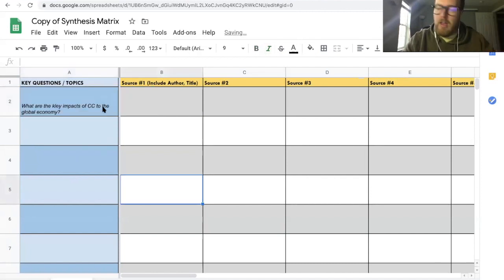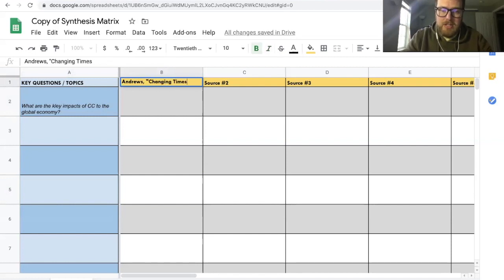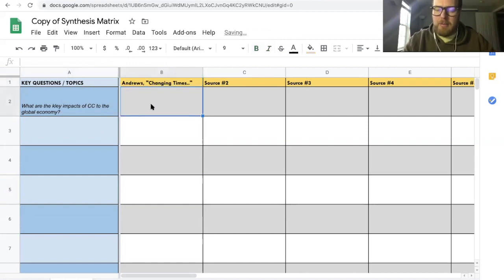So that's like a subtopic, if you will, right? Because it's only one part of my paper. That's only part of what I'm looking at. So what I'm going to do up here then is with source 1, I'm going to actually write out the author and the title of source number 1. So source number 1, let's say I found an article by Andrews, and it's called Changing Times, something, climate change, right? I'm going to include it something like that.